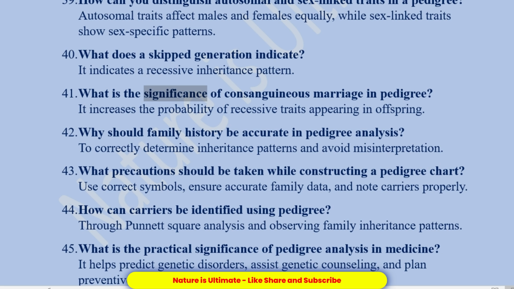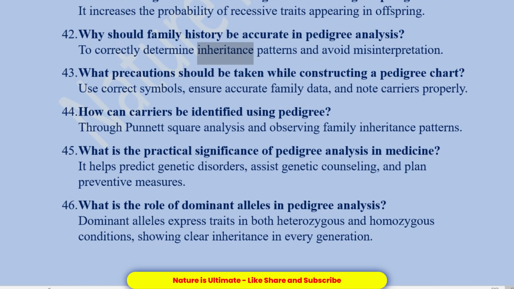What is the significance of consanguineous marriage in pedigree? It increases the probability of recessive traits appearing in offspring. Why should family history be accurate in pedigree analysis? To correctly determine inheritance patterns and avoid misinterpretation. What precautions should be taken while constructing a pedigree chart? Use correct symbols, ensure accurate family data, and note carriers properly.